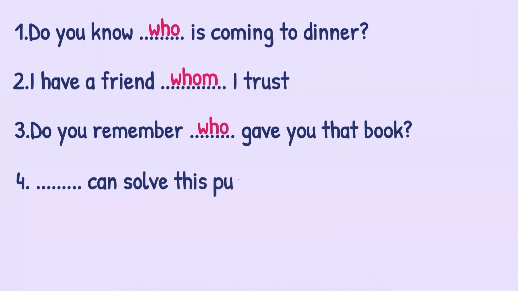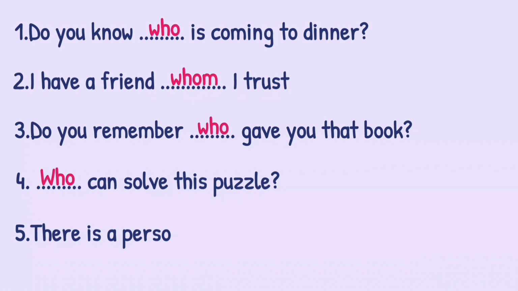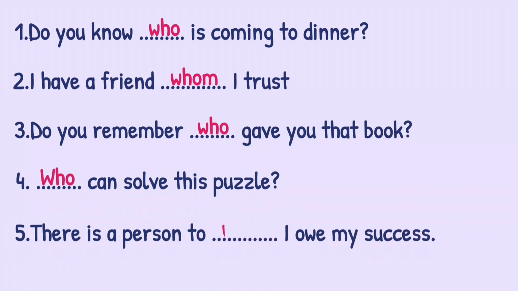4. Who can solve this puzzle? It makes sense to replace it with a subject pronoun like he, so the correct answer is who. 5. There is a person to whom I owe my success. Here I'm talking about the person I owe him, and the correct answer is whom.